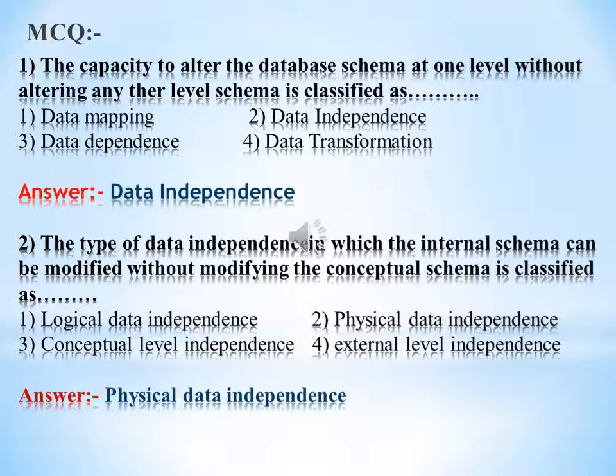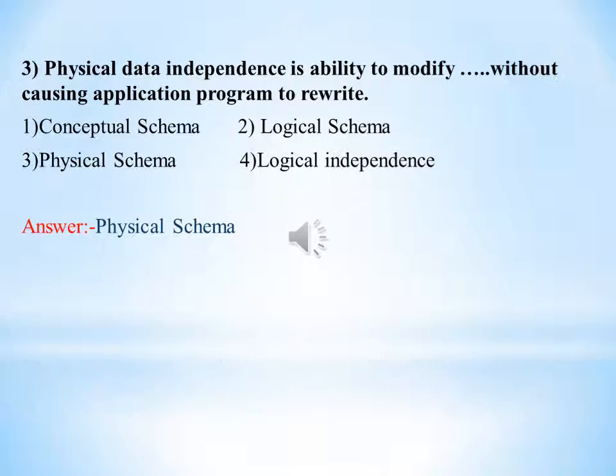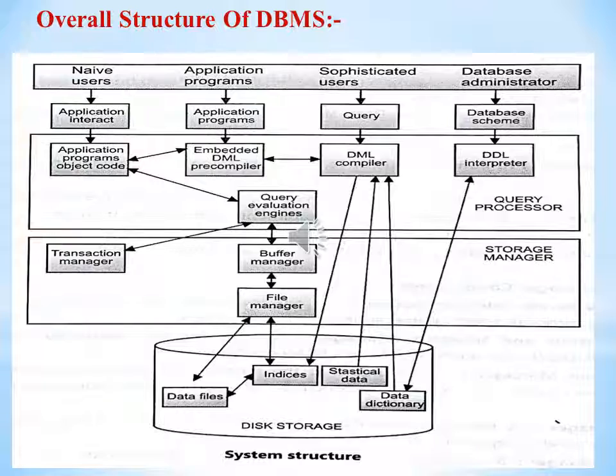Then the second question: the type of data independence in which the internal schema can be modified without modifying the conceptual schema is classified as, the first option is logical data independence. Question third. The physical data independence is the ability to modify dash dash dash without causing application programs to rewrite. First option, conceptual schema. Second, logical schema. Third, physical schema. And fourth is the logic.